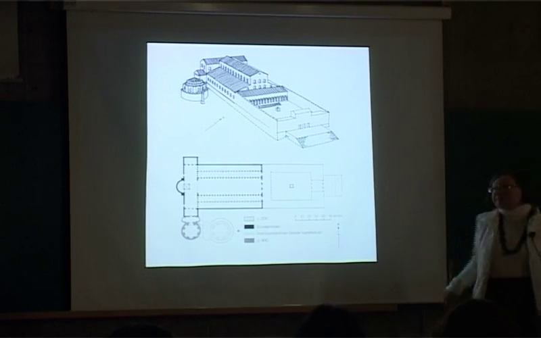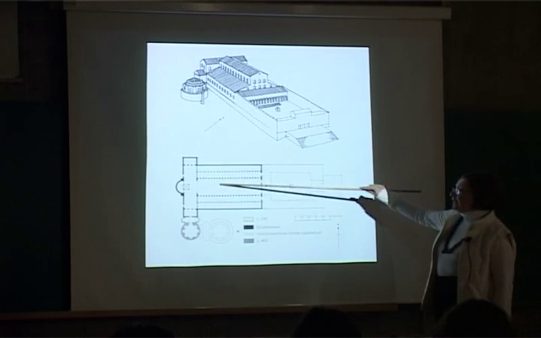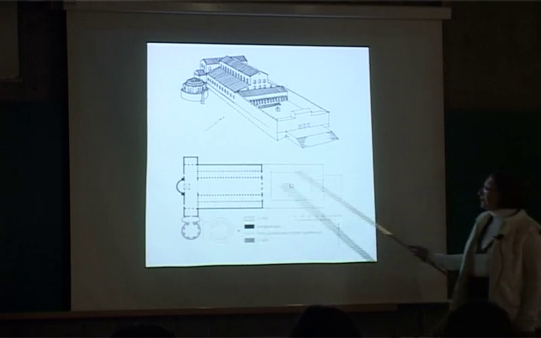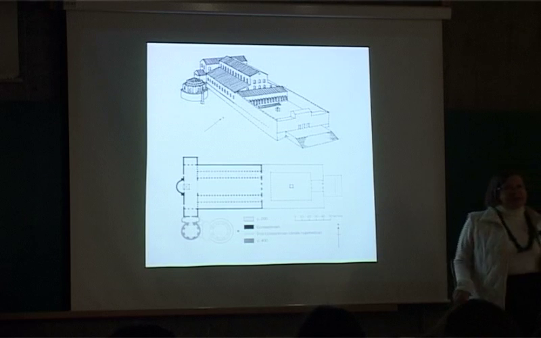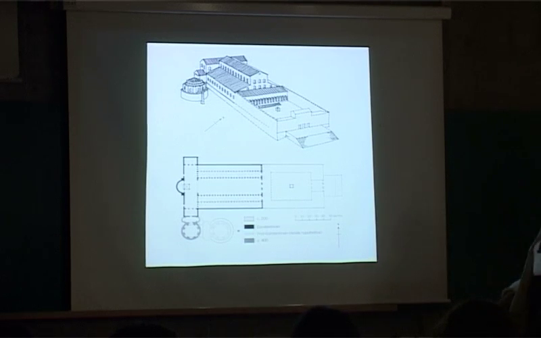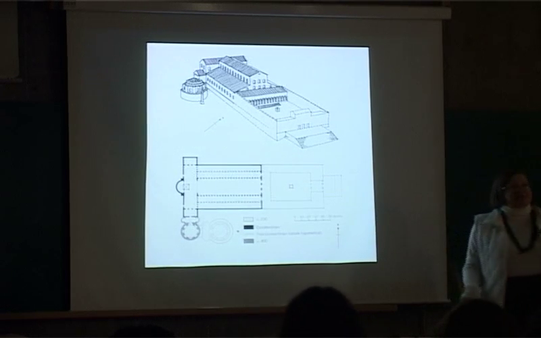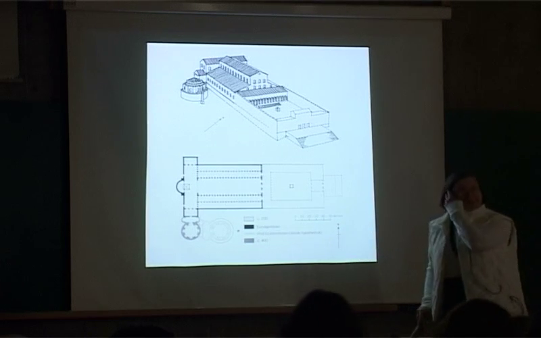In St. Peter's, we have two aisles flanking the nave. And the whole basilica is preceded by a courtyard, so you have a gradual progression from the profane into the semi-sacred and then into the sacred, where the Christians gathered.